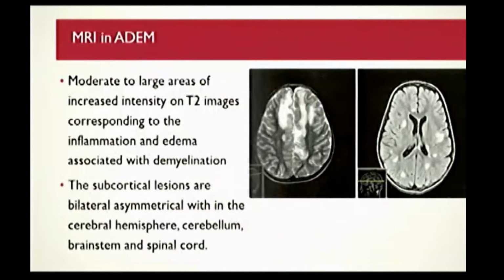So this is one of the patients, and you can appreciate the difference of those lesions from the usual MS lesions. You can see they are moderate to large areas of increased intensity, and it corresponds to the inflammation and demyelination associated with this disease.